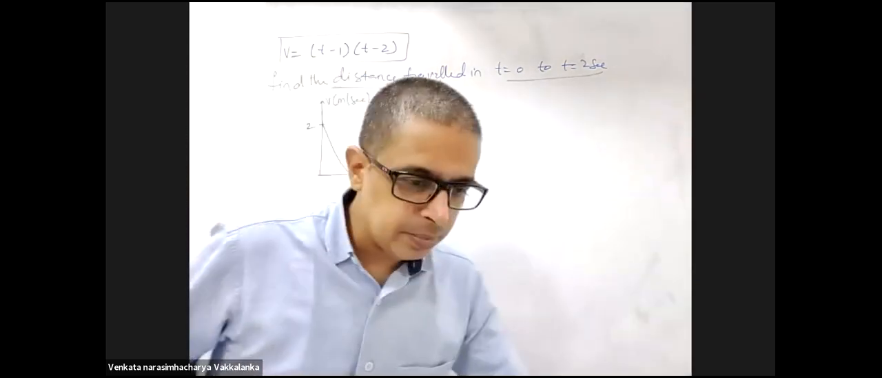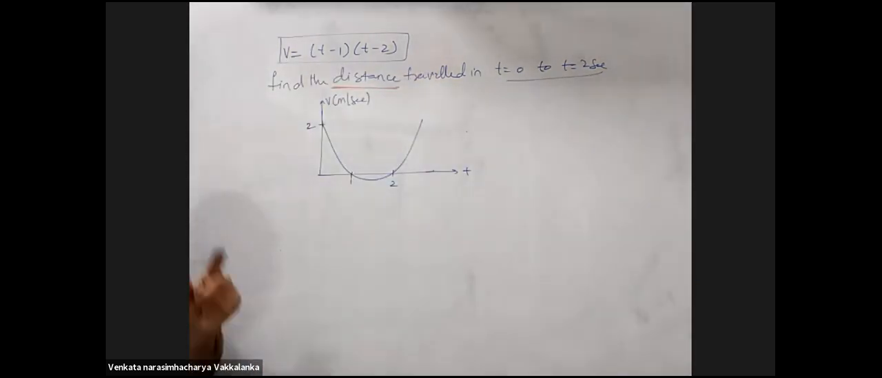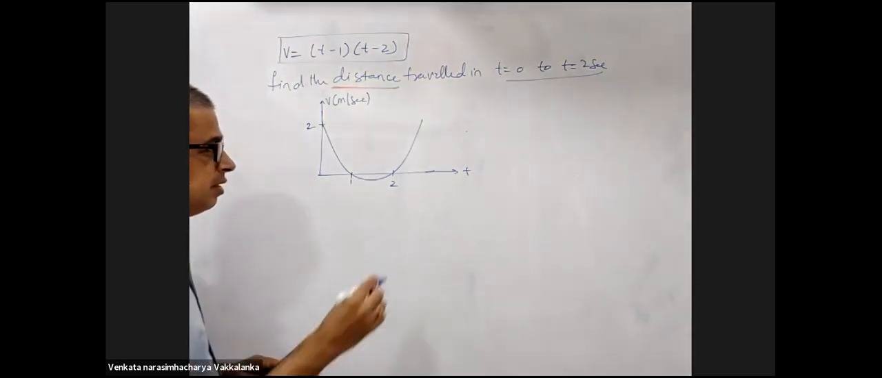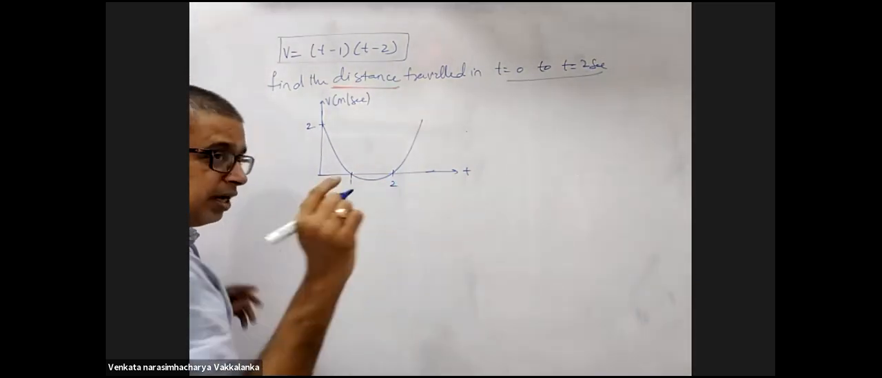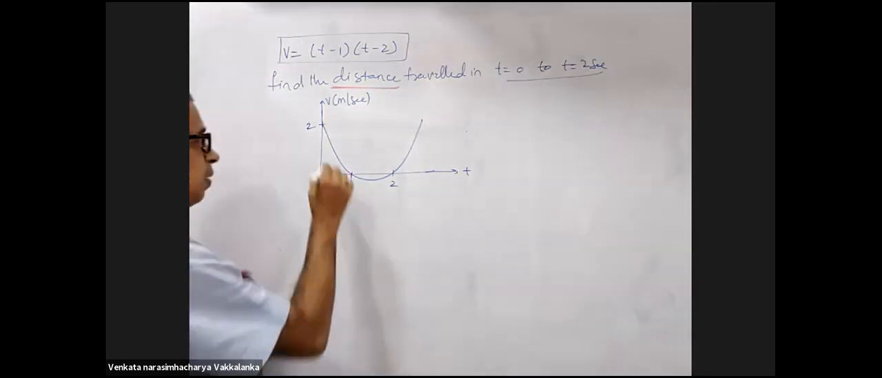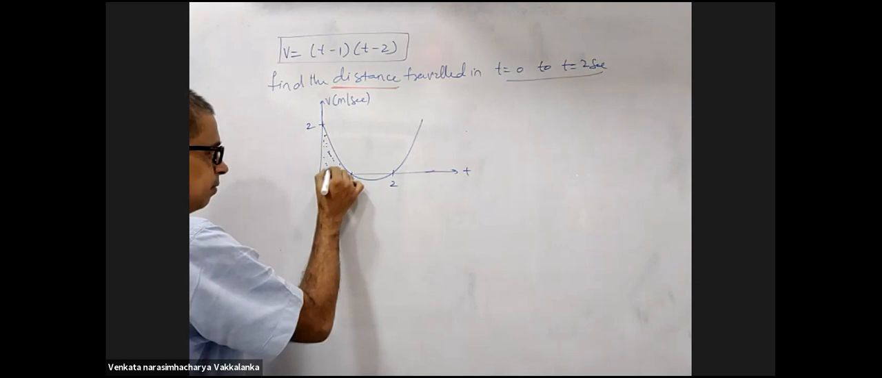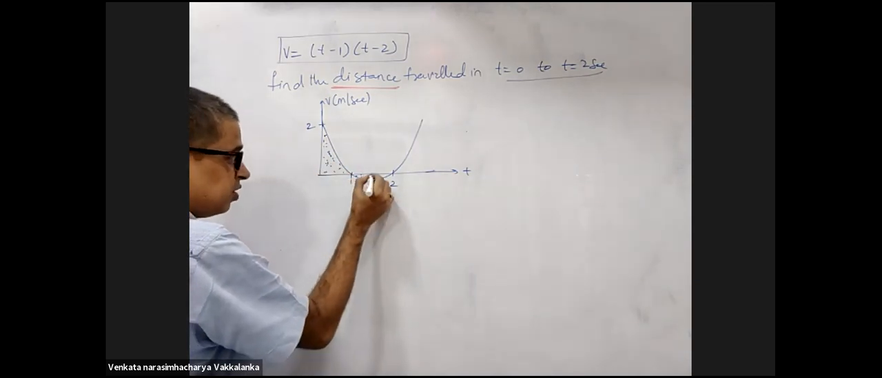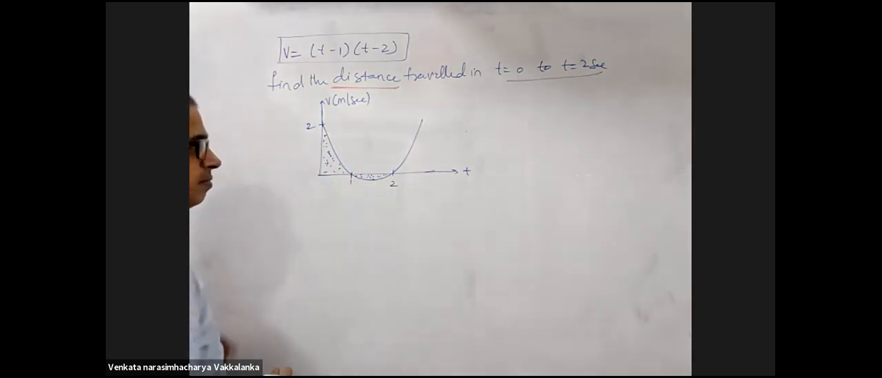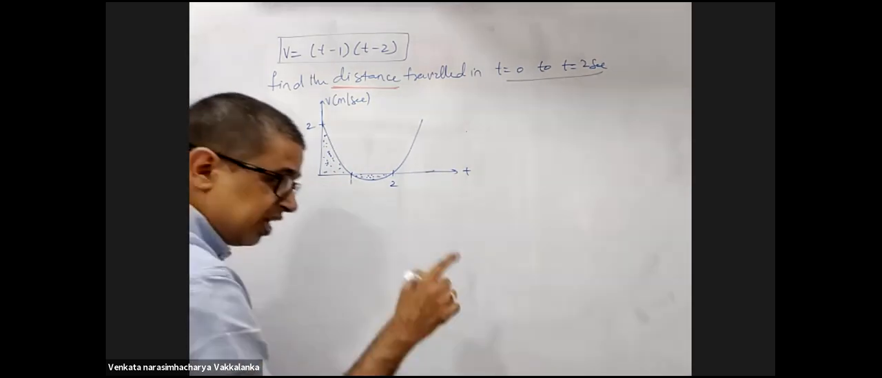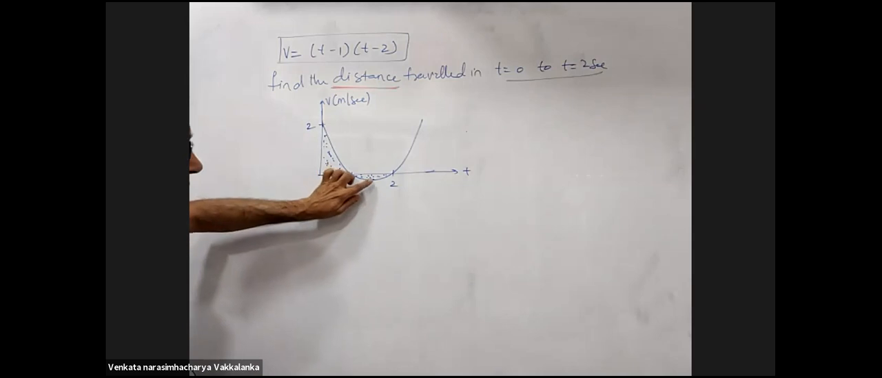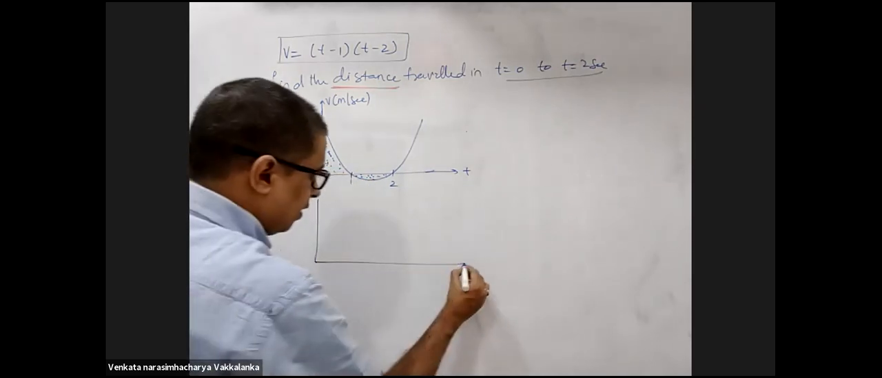So far, so good. Now, if you people recollect, from 0 to 2 seconds, if you ask me for the displacement, it would have been this area minus this area. If I ask for distance, what will happen? I should add this. Add both the areas.